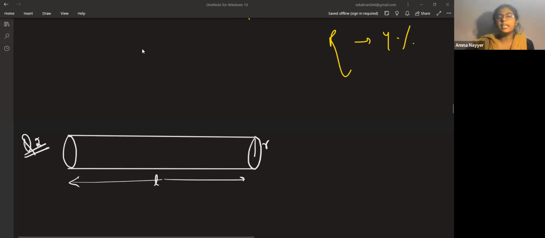See, this is a very easy question, but I have seen it repeating a lot in the previous year's papers. So that's why I wanted to discuss this.